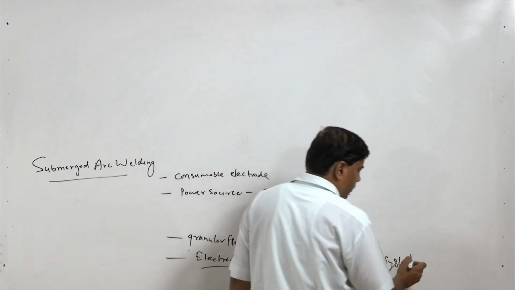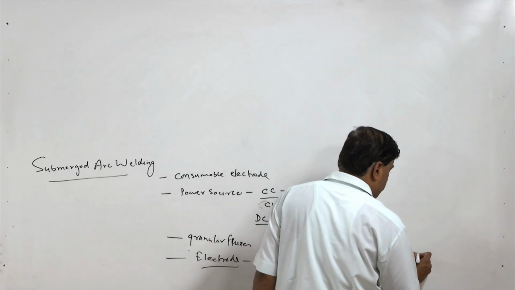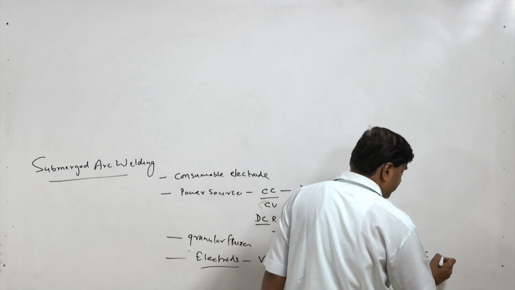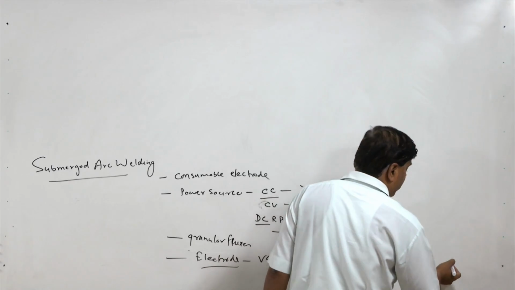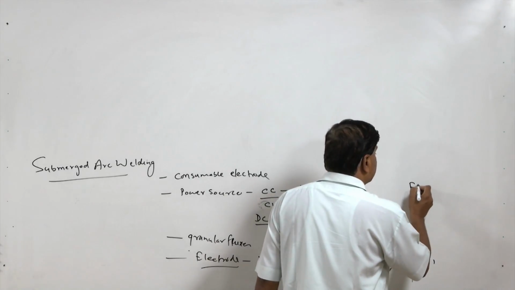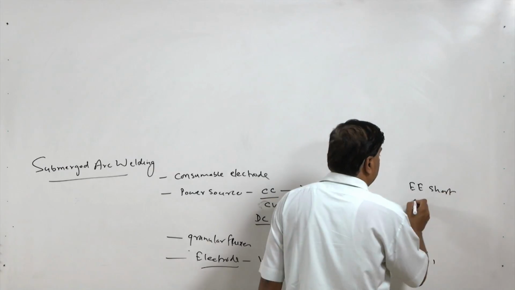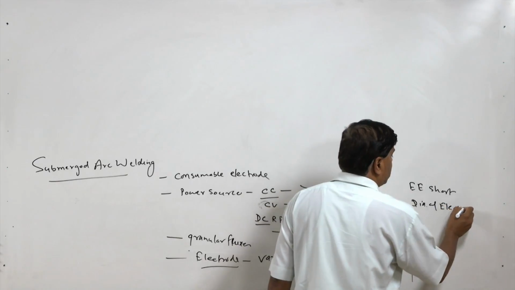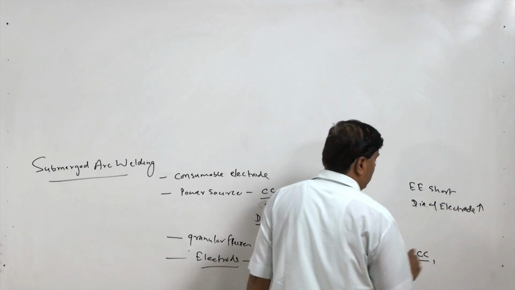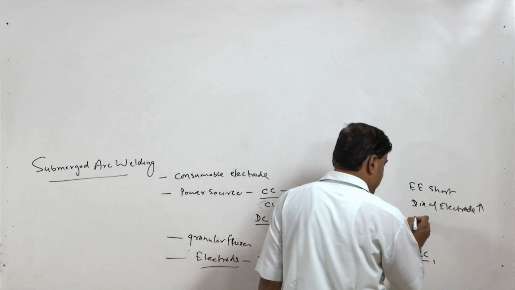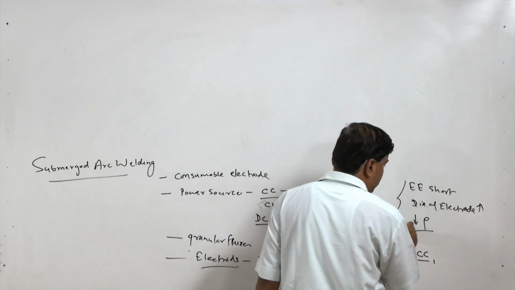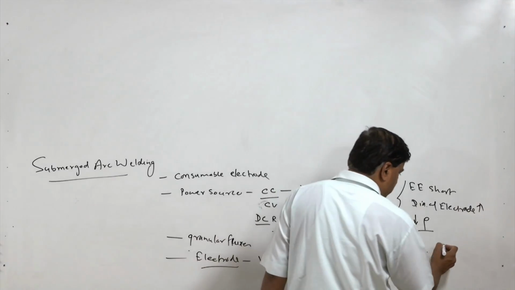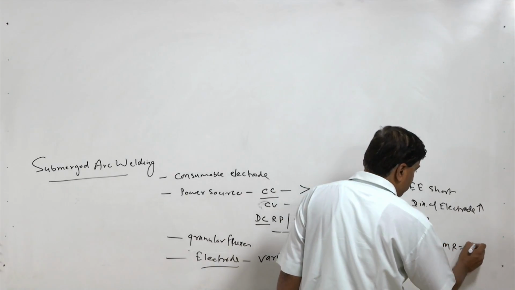This is used when a constant current type of power source is used, and here the electrode extension is short, the diameter of the electrode is large, and the electrical resistivity, rho, is less. So, these are the conditions which do not respond to the melting rate significantly with the change in welding current.